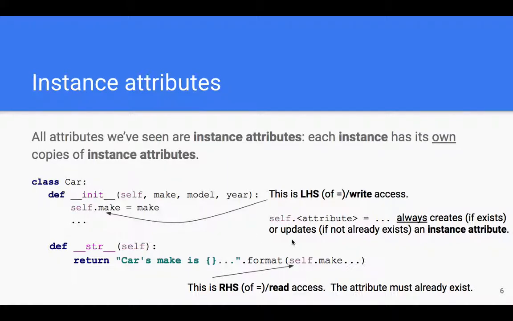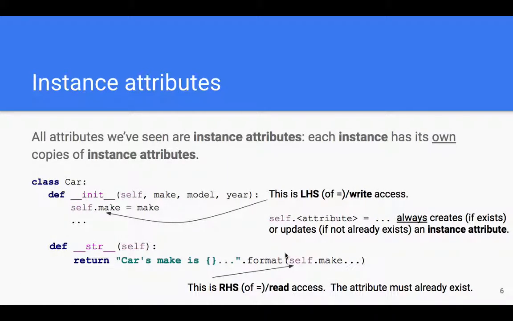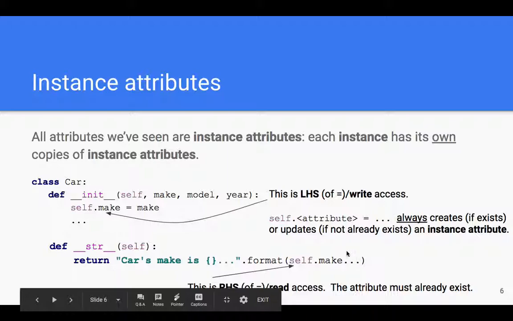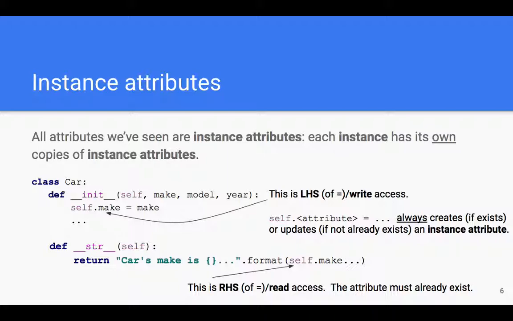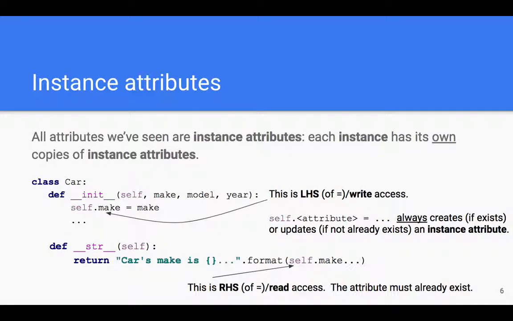Right? So this is a write access of an instance attribute. Now, in the dunder string method, we want to just print out the make of the car, and this type of access is a read access, right? We're not changing the make attribute, we are reading it and printing it out. There's no assignment operator here, so it's basically just a read access. When you try to read an attribute, it obviously must already exist. If it doesn't, you're going to get an exception or an error. Okay, so that's what we've done so far.